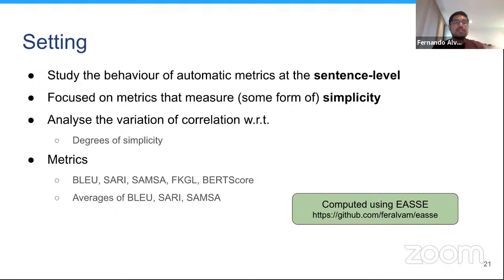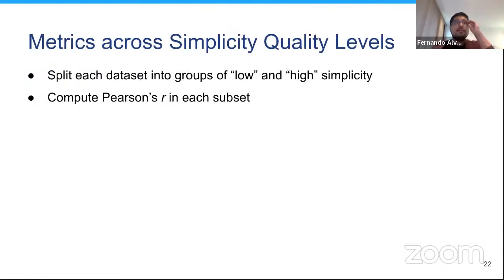So what are the results that we got so far? For each of the three data sets that we have, the simplicity gain, structural simplicity, and simplicity DA, we split each of them in two groups, low and high simplicity, according to the judgments that were collected, and we computed the Pearson correlation in each subset to see what happens.